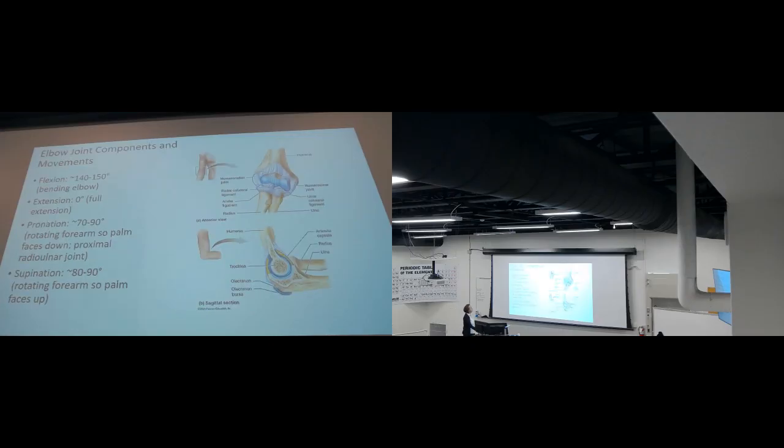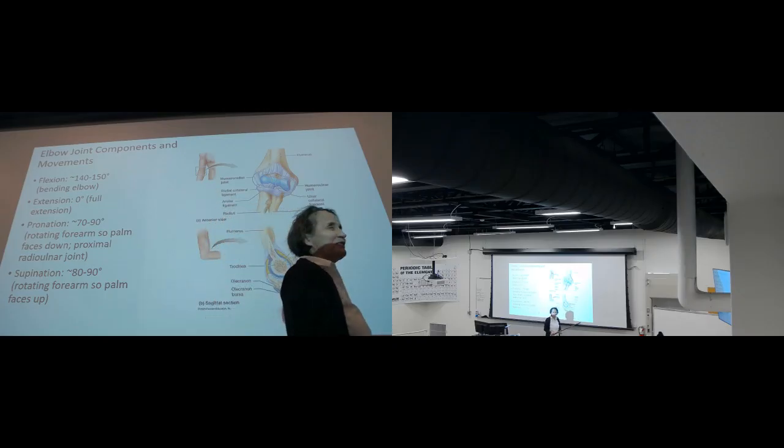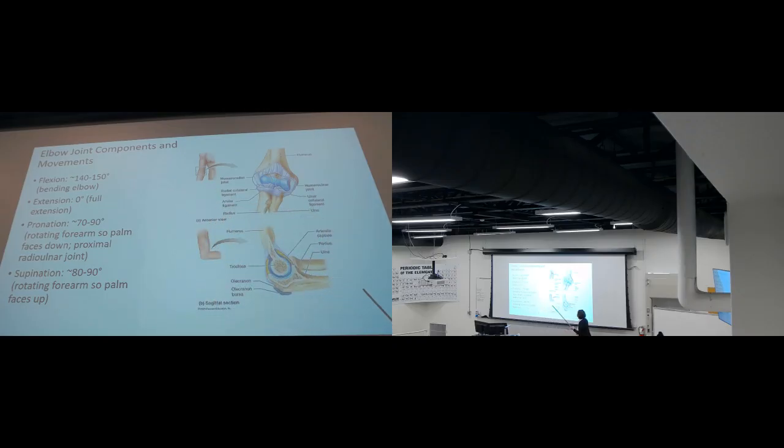So flexion, or bending, is moving your forearm closer to the arm. That will be between 140 and 150 degrees. Sorry, I was thinking temperature.